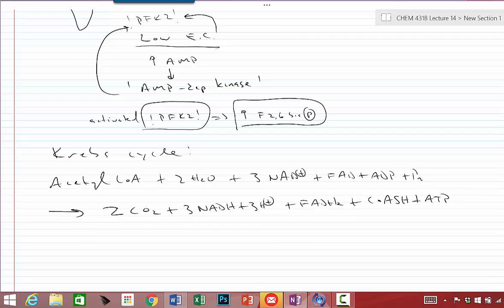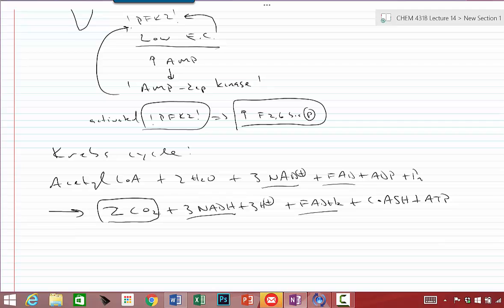And those 2 carbons are eventually going to be oxidized to 2 CO2s. Where are the electrons going to? You know that electrons have to be getting out of the acetyl group in order to be oxidized to carbon dioxides. Those electrons go into NAD plus and FAD, okay? So these are the oxidized cofactors, and these are the reduced cofactors that I'm underlining right here. So they become reduced.